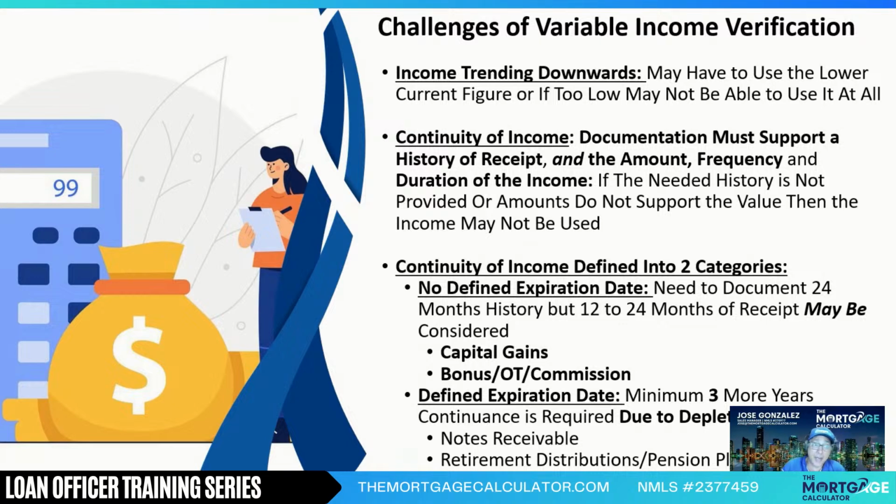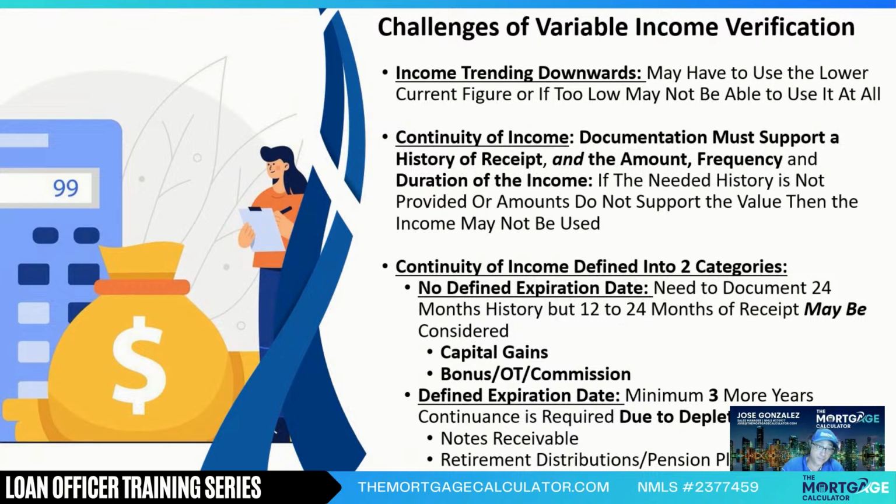Like a pension plan or royalties or whatever it may be. So again, common categories of variable income with a defined expiration date would be a note receivable, right? You issued a promissory note for somebody to pay you back. That note has a certain payment amount, and it has a defined term. Once the term of the note ends, you don't receive those interest payments anymore.